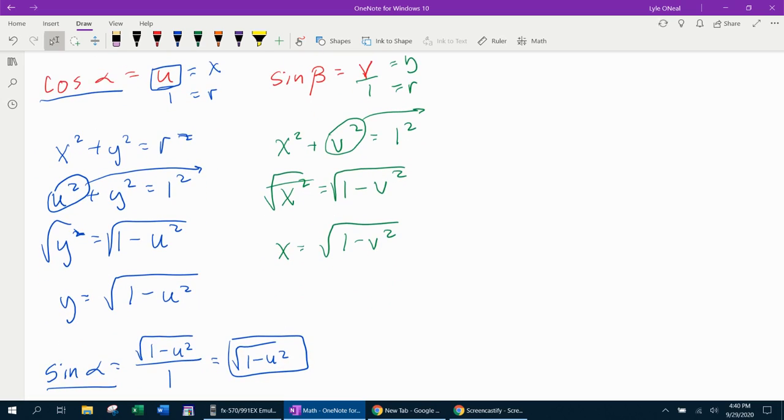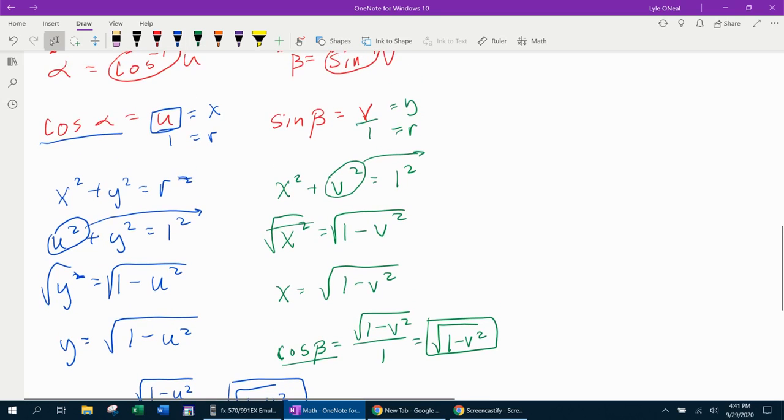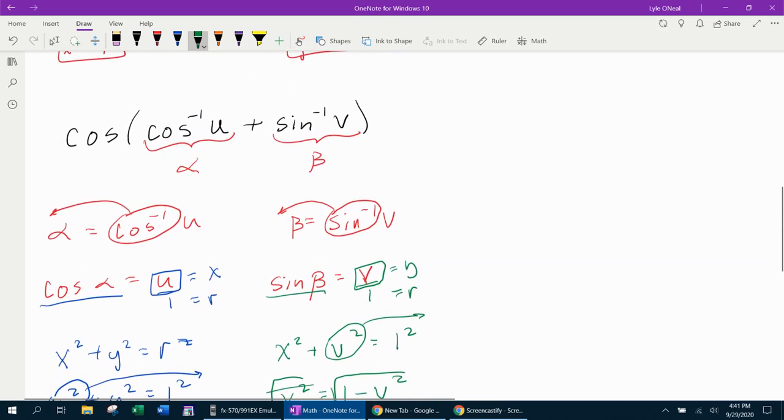And so now I can find cosine of beta, because cosine is x over r, which would be the square root of 1 minus v squared over 1, which is the square root of 1 minus v squared. Okay, so now I have the cosine of beta, and remember the sine of beta was v. So now I've got all the pieces of the puzzle.